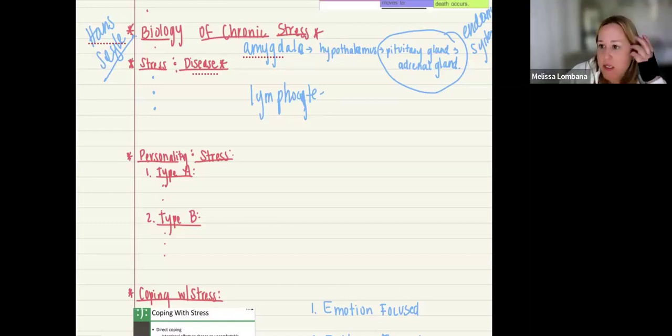And then a biggie for constant stress is heart disease. There are huge links to coronary heart disease with constant stress, because obviously when you are in stress, your fight or flight, your sympathetic system, is pumping a lot of blood, it's working extra, and so that's why it's linked to heart disease.